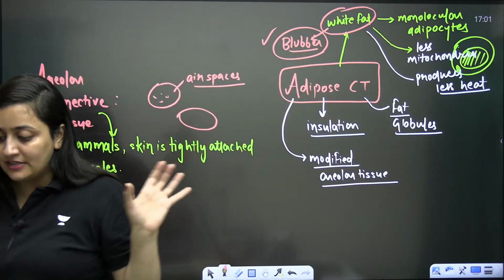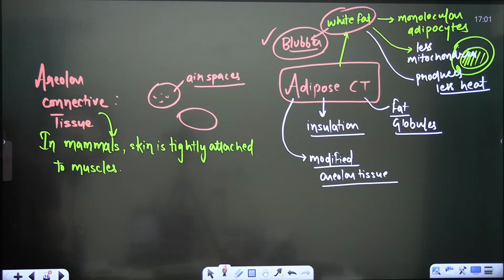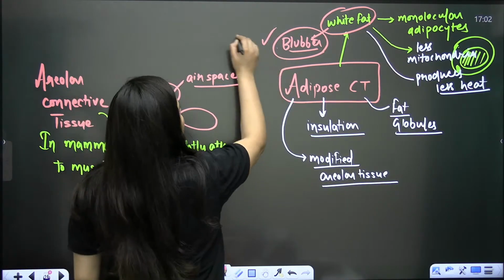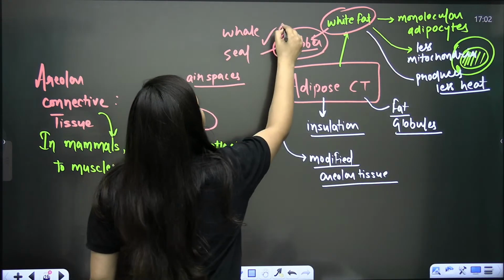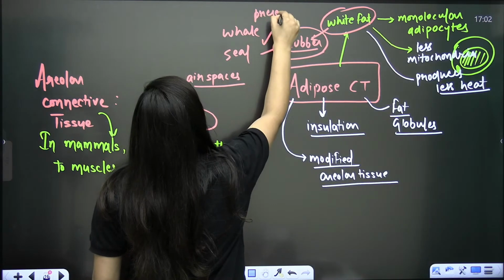So it will act like an insulating layer. It is present under the dermis of skin. You will find it in whale, you will find it in seal. So it is present under the dermis.